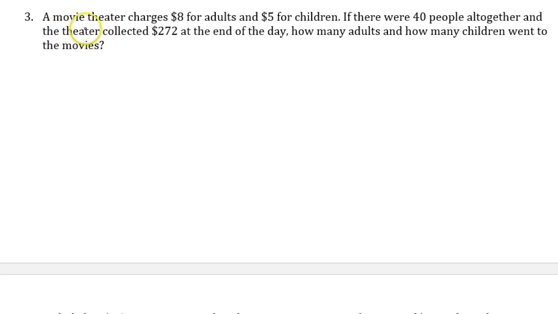Problem number 3. A movie theater charges $8 for adults and $5 for children. If there were 40 people altogether and the theater collected $272 at the end of the day, how many adults and how many children went to the movies?